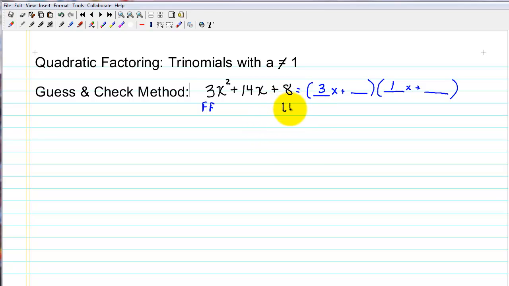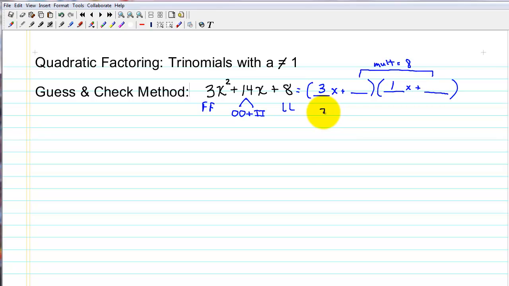This is our last times our last. So these two numbers have to multiply to equal 8. And the key part is our middle, when we use FOIL, that's the outsides multiplied together plus the insides. So we have to try various combinations.